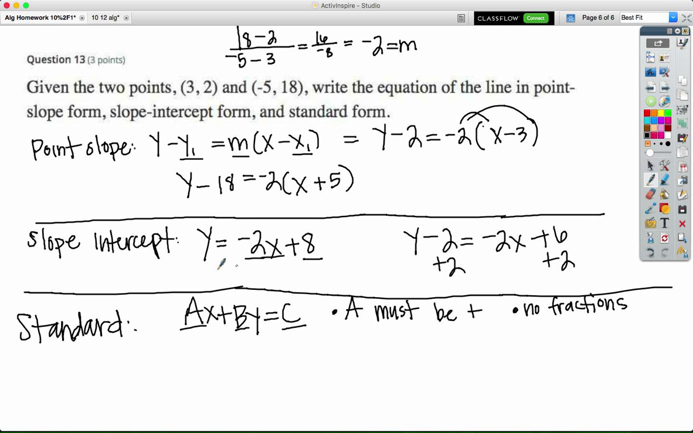We just need to get x and y on the same side, have them in this order, set equal to our constant. So if I use slope-intercept form, the only thing I need to do is move my x term over to the same side with the y. Since it's negative, I would add it, and so we would have a positive 2x plus y equals 8, and that would be our answer for standard form.